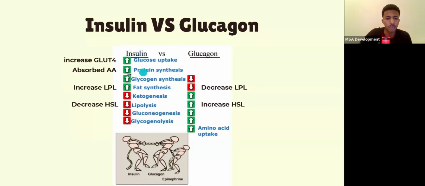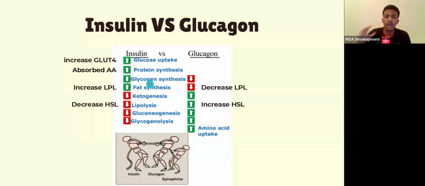Insulin also increases protein synthesis because it's an anabolic process. And as we said before, insulin and glucagon both act according to their triggers. One of the triggers was increased amino acids in the blood. So when we have increased amino acids, we increase the protein synthesis. And then insulin also increases glycogen synthesis because, again, it's an anabolic hormone.